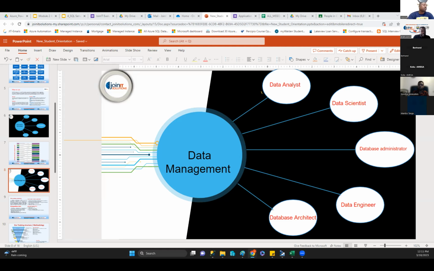You can become a data analyst. The other thing here is data science, okay? What is data science? Data science is just a study of data. It's a study of data to extract meaningful insight for a business.